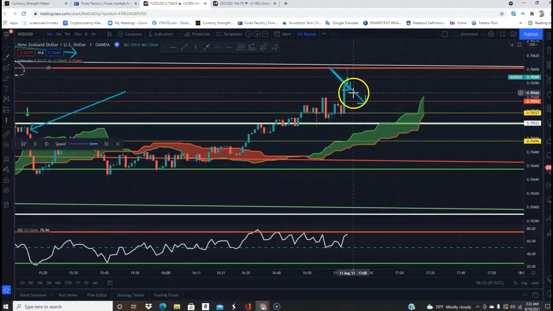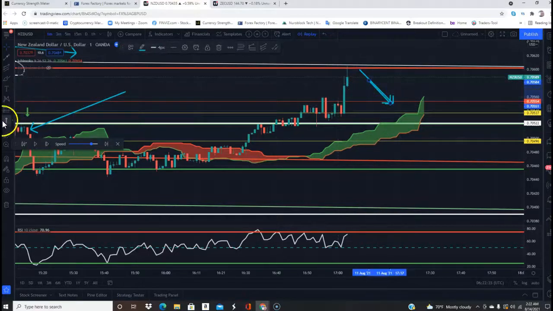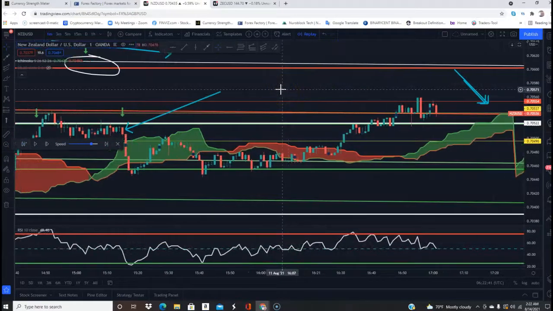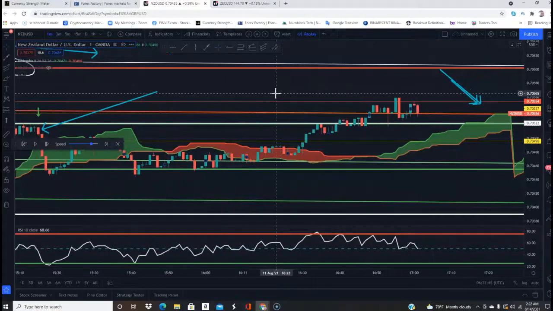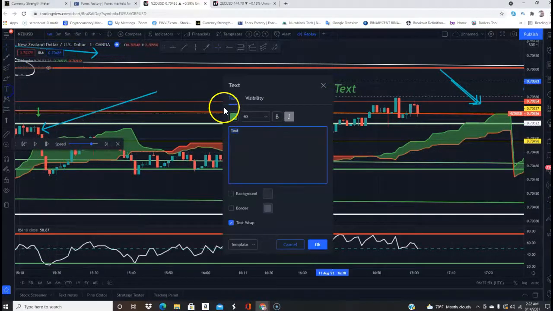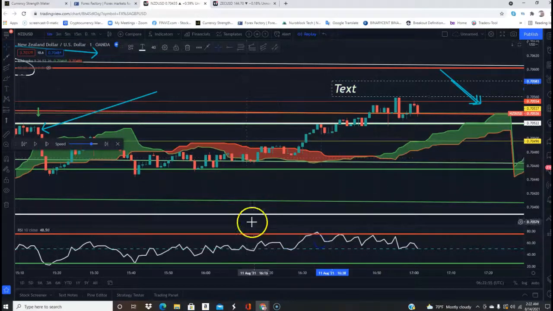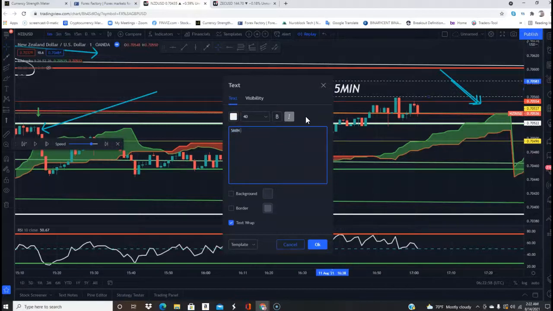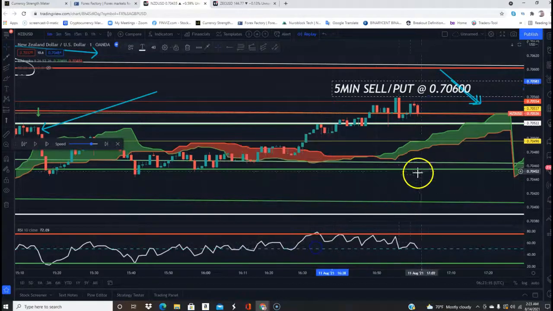Whoa, hey, we're getting that move. Let's see. Let me back this up real quick, guys, to this candle here. We'll go for a 5-minute. Say 0.70600 even.